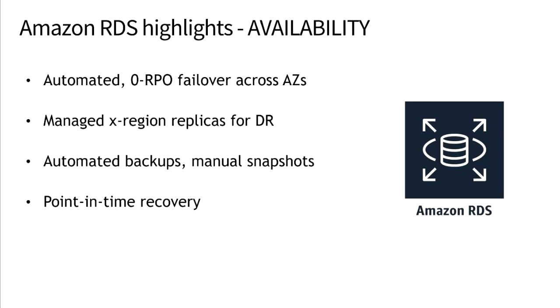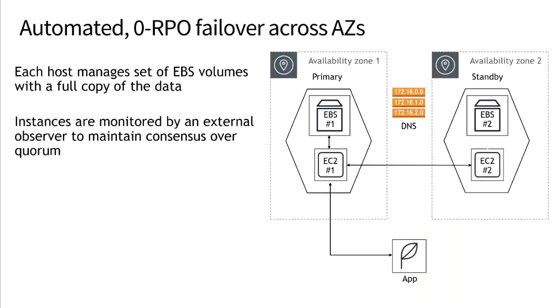So let's talk first of all about high availability. A few things around availability. One is how we do failovers and how we ensure that the database will be able to keep running even after hardware or even regional failures. Second thing is disaster recovery: how we replicate the database across regions. We'll talk about backups and snapshots, and we'll talk about point-in-time recovery. So let's start with failover.